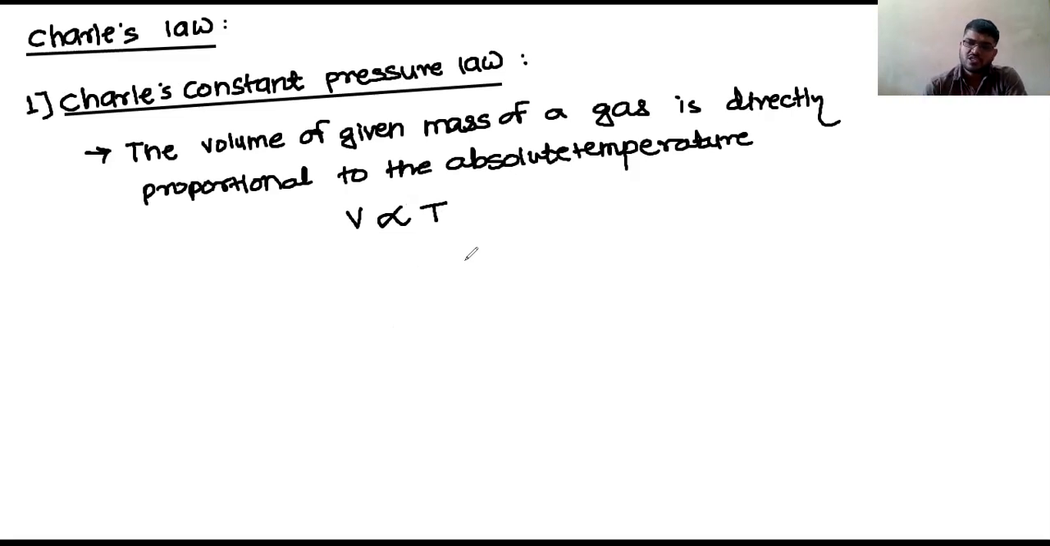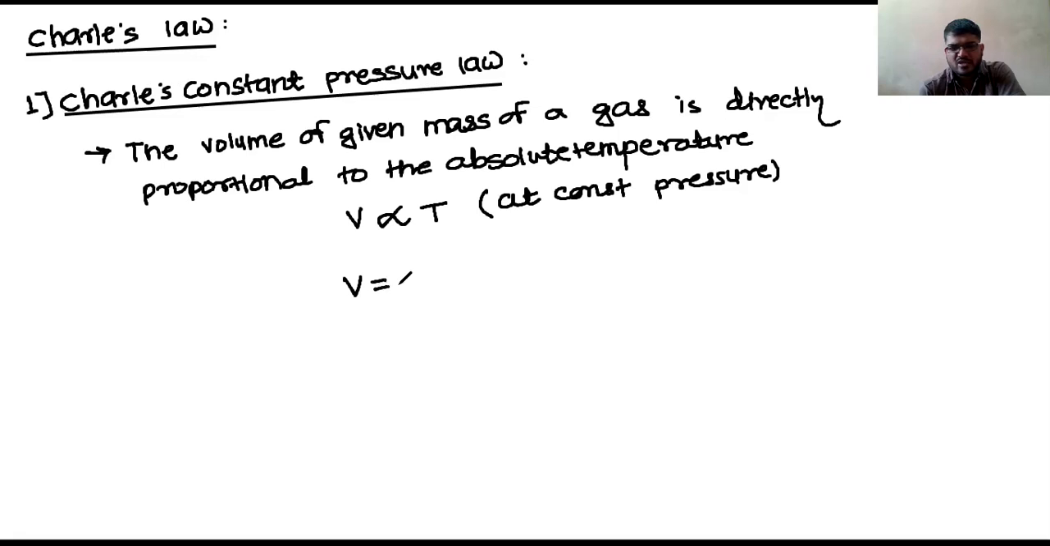Boyle's law is inversely proportional, volume at constant temperature. This Charles' law is directly proportional. One time constant pressure, one time constant volume. So here you see, volume is directly proportional to temperature. In brackets I am writing, at constant pressure. Got it?